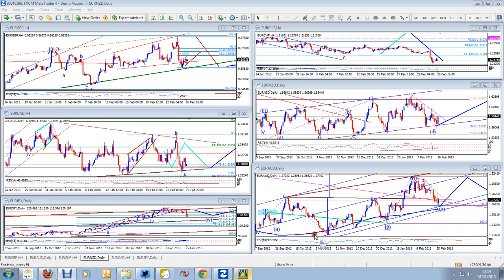It is Tuesday. We are looking at the euro currency pairs along with some of the other charts that we normally look at, and possibly ones which we are stalking for potential trade setups. So let us begin with the market overview.